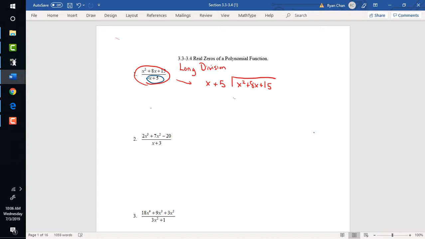So how do I divide? I look at my first term outside and my first term inside, and I want to see what I multiply x by to get to x squared. x times x would give me x squared. Now remember, think about regular long division. Whatever you put on top, that's what you multiply what you're dividing by. So since I put x on top, I'm really doing x times the quantity x plus 5, and I'm going to distribute this.